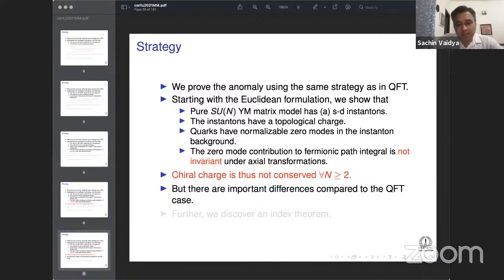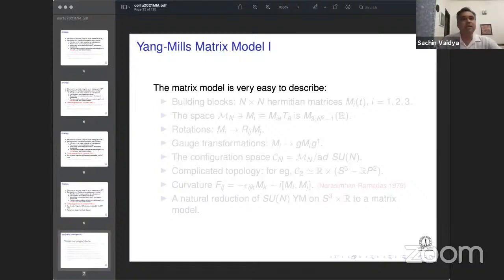Of course, there are going to be important differences compared to the QFT case, which I will point out along the way. And I will also show you that we discover a version of the index theorem as applicable to the matrix model. Okay, so let me start off by describing the matrix model for you.